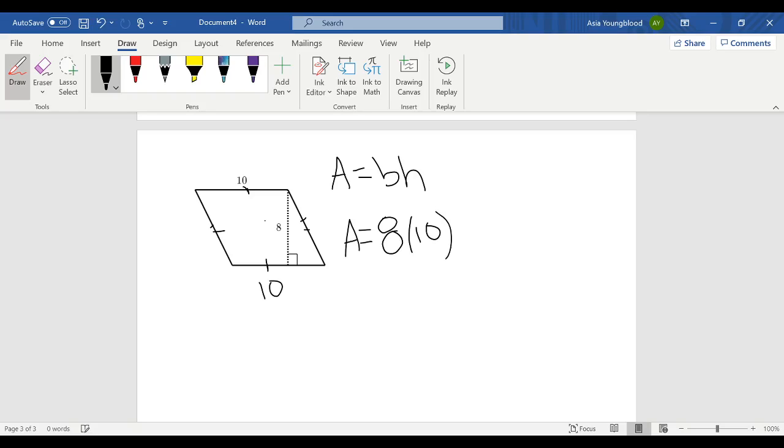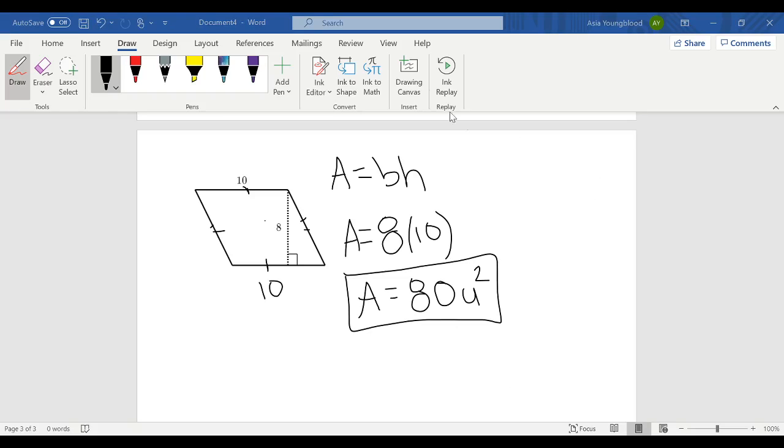Again, we're not dividing by 2 because we're not taking half the area of the rectangle. We're taking the area of the same rectangle. It's just basically tilted. So we have not changed the area. And they don't give us units, so we can say the units are units. So the area for this one is going to be 80 units squared.